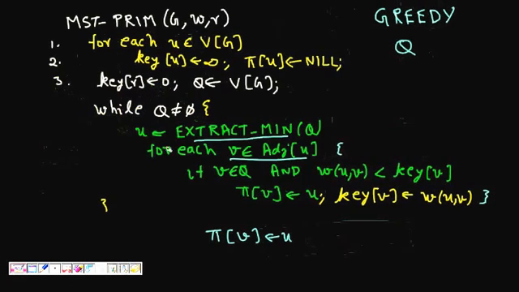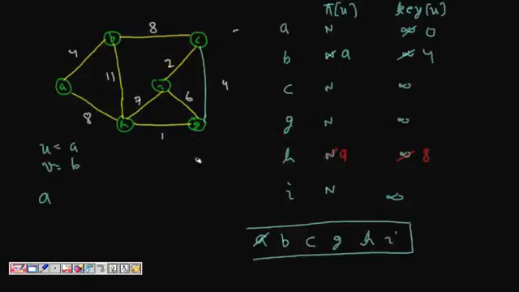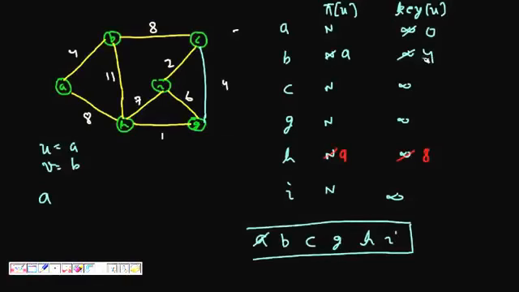So again this was done, so now we again extract min from the queue. Okay, so we extract the min from the queue. So now min is 4 because B has the minimum key value 4. So B is also extracted from the queue. And then what happens? We are at B now. So for each of the adjacent nodes to B, we have C and H.